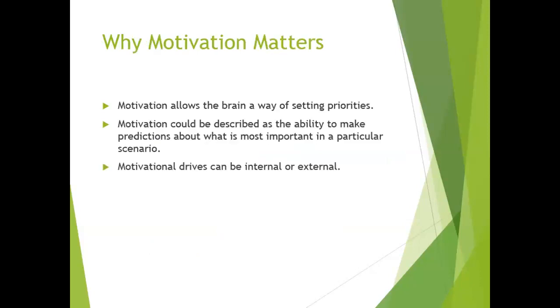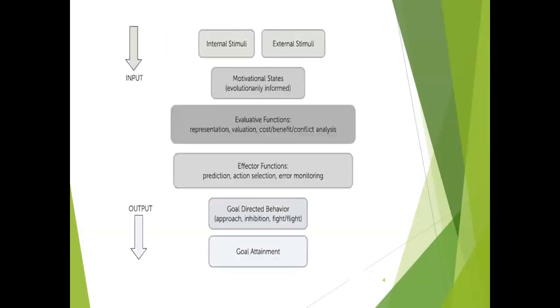Motivation allows the brain a way of setting priorities. Motivation could be described as the ability to make predictions about what is most important in a particular scenario. Motivational drives can be external or internal. Internal or external stimuli and motivational states lead to evaluative functions, which include representation, valuation, cost, benefit, and conflict analysis. Effector functions include prediction, action selection, and error monitoring. Goal-directed behavior can be approach, inhibition, fight or flight, or goal attainment.